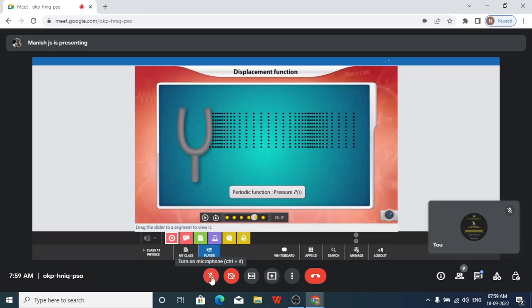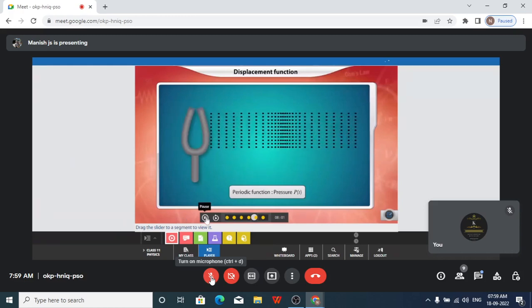So you can see that the disturbance of the sound is moving, and the direction of motion and the direction of vibrations of the wave are parallel to each other. So you can see how you can represent them periodically as a function of time. The pressure variations can also be expressed as P of t. That is what they are showing here. Okay, so that is all about this displacement variable.